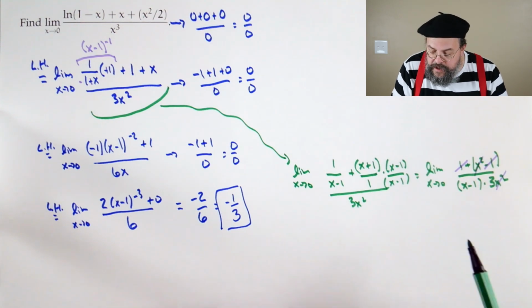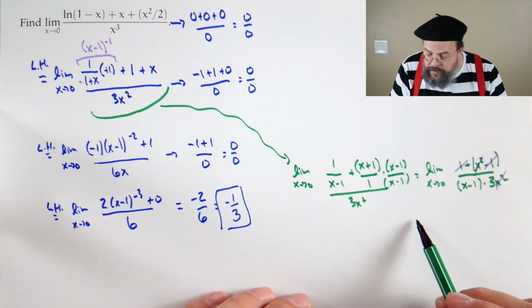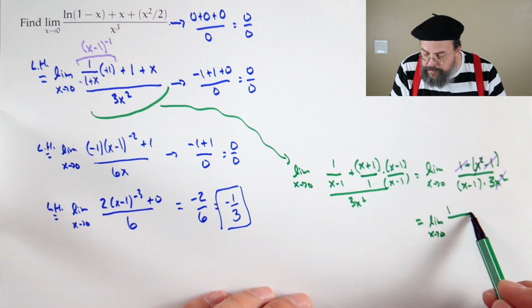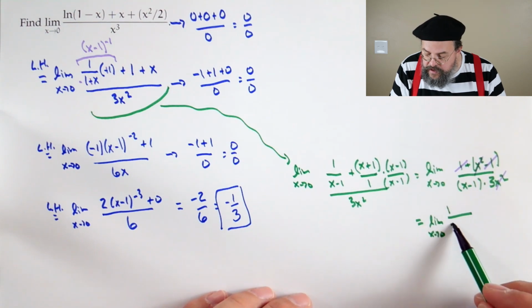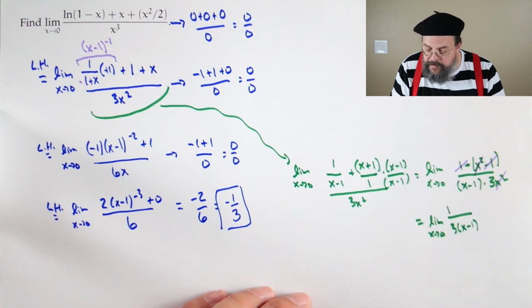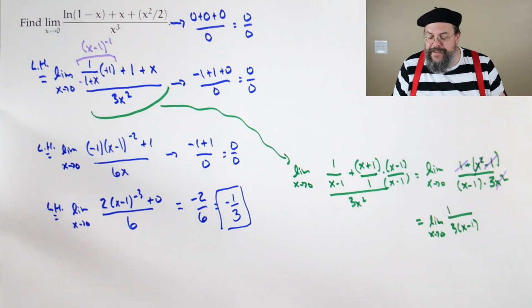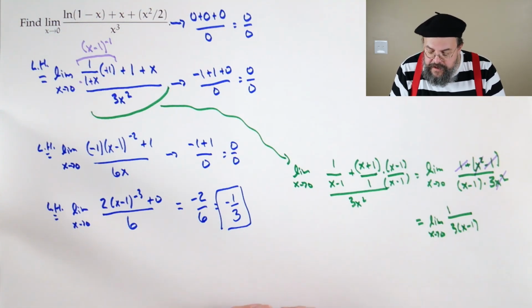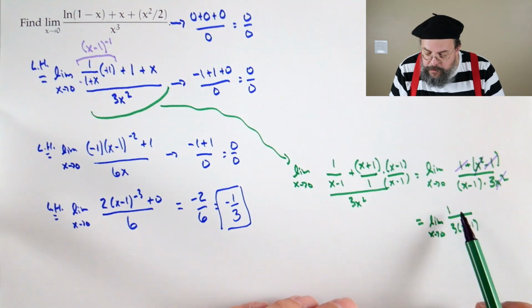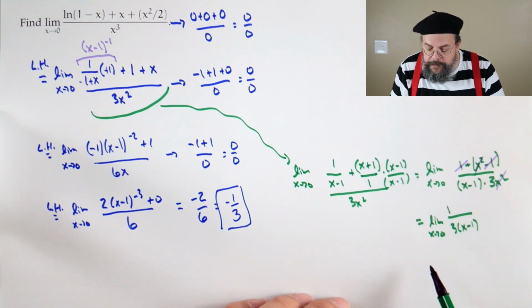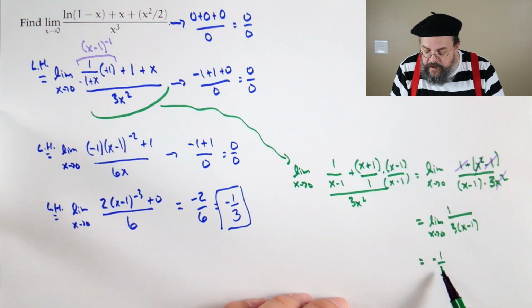And what you end up with is, well, you end up with 1. Whoops, don't forget the limit. We haven't taken the limit yet. X goes to 0. 1 upstairs. And then downstairs, 3 times x minus 1. And now, we don't need to do any L'Hopital. Why? Because you just plug in 0. And what do you get? Upstairs you get 1. Downstairs you get 3 times negative 1. So you end up with negative 1/3.